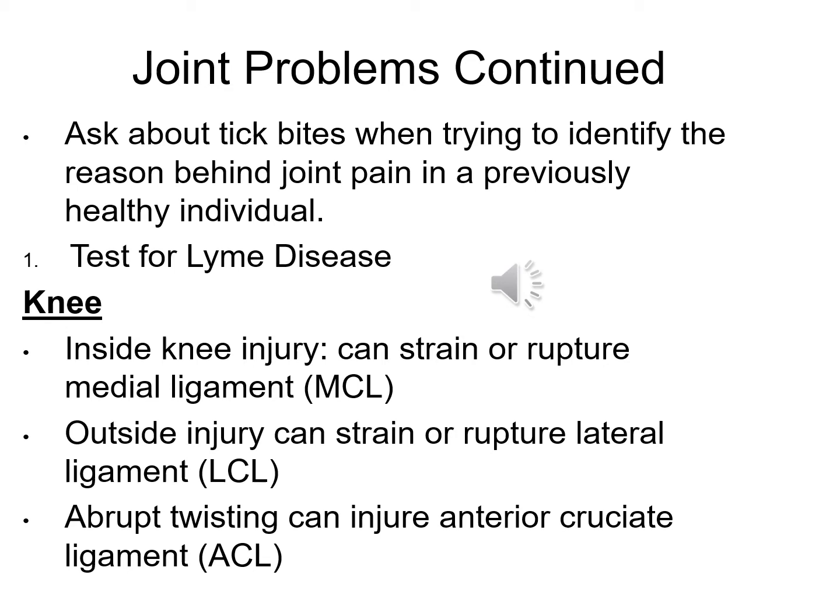So I also included in here the differences between the MCL, the LCL, and the ACL. So the MCL and the LCL are those ligaments on the inside and the outside. MCL is the inside of the injury and can strain or rupture, and then the LCL is the outside injury that's a strain or a rupture. And then the ACL is anterior, so say in front of, or right around the front of the knee, when you're talking about those cruciate ligaments.